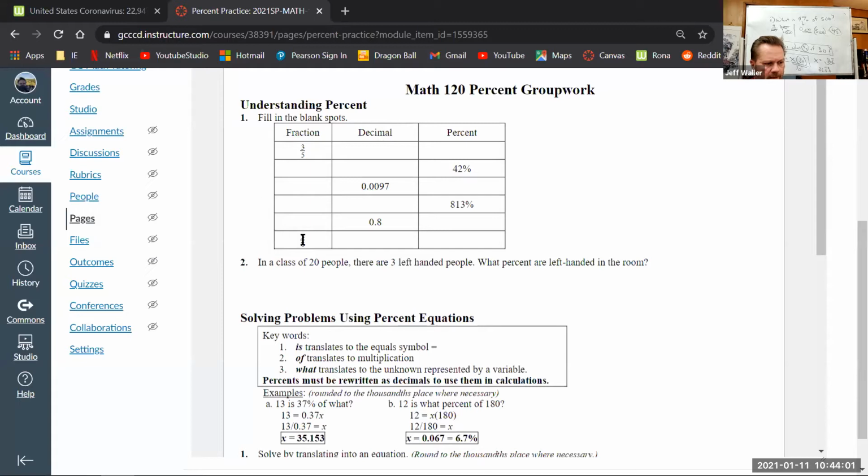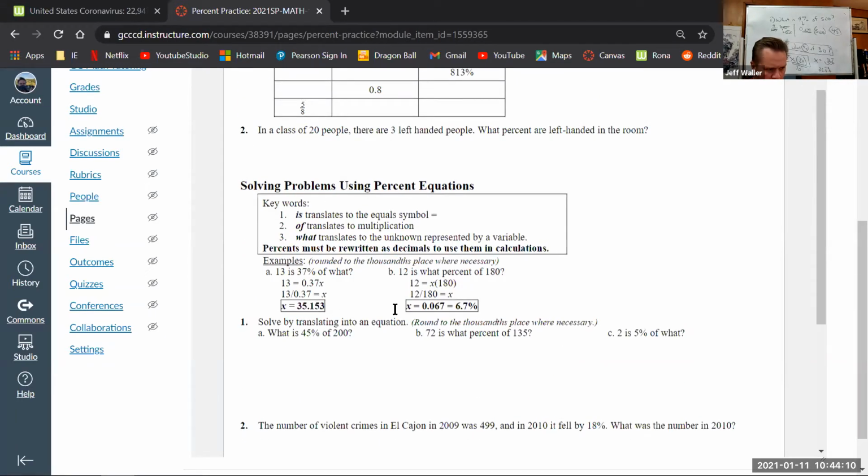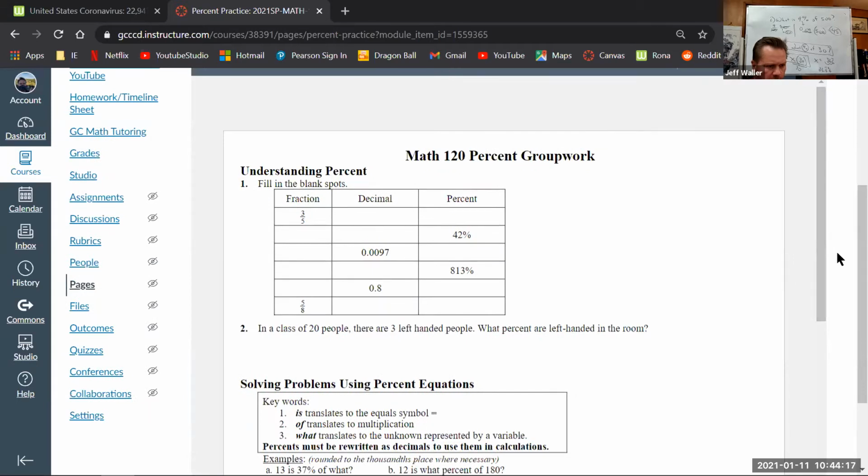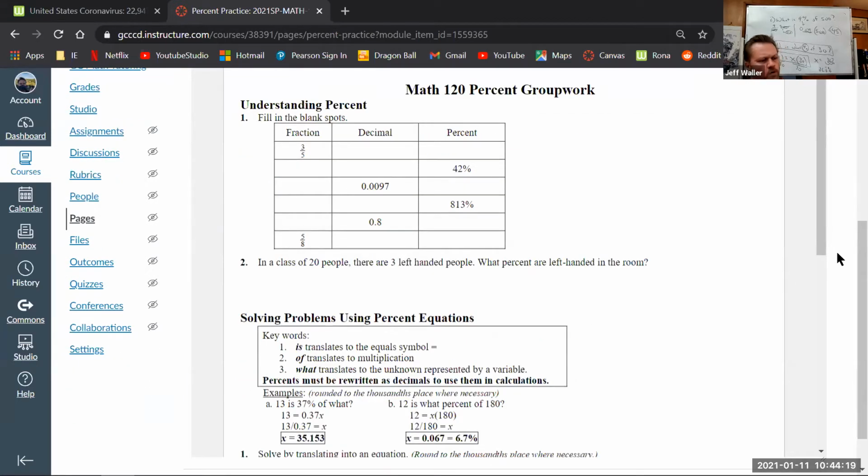So we did a problem like this at the top. I love this kind of problem for very basic percent and fraction stuff. And this is the kind of thing we just did. I'll give you a couple examples of that here. Let me know if you can't access Canvas right now.